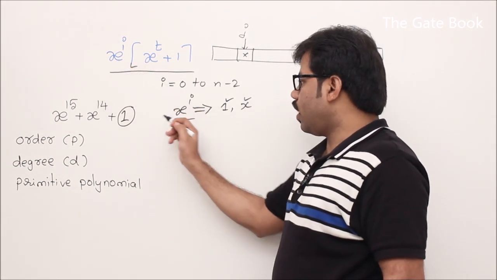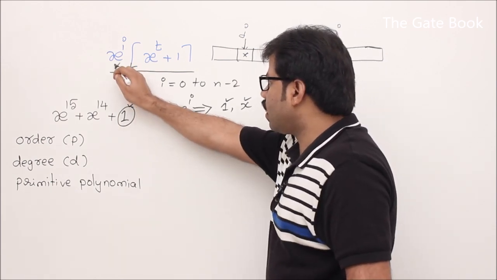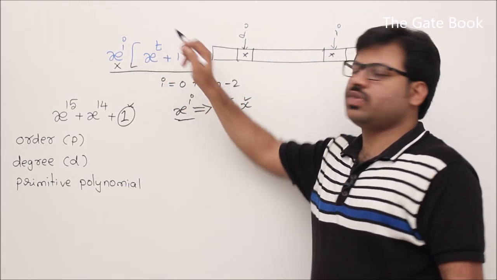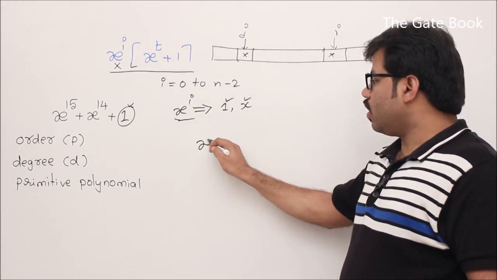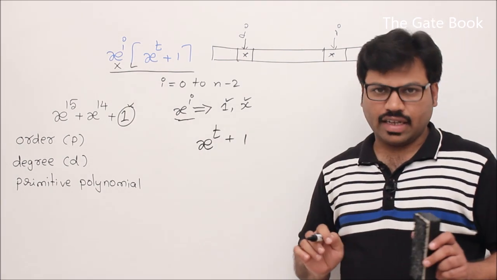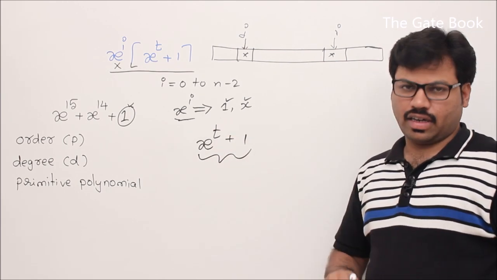Now that's why we are happy. Any polynomial which you are going to take, if it has 1, then definitely it can't divide x power i. Now the only thing we should take care of is x power t plus 1. What if your polynomial divides x power t plus 1? Then we can't detect the errors, correct? So this is finally the form of a double bit error, correct?